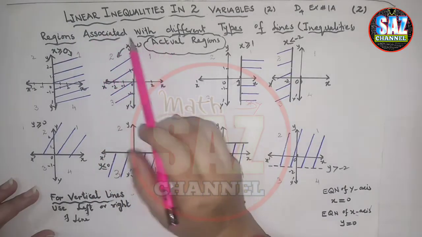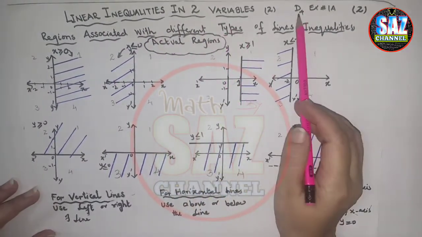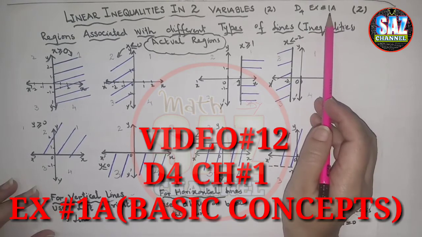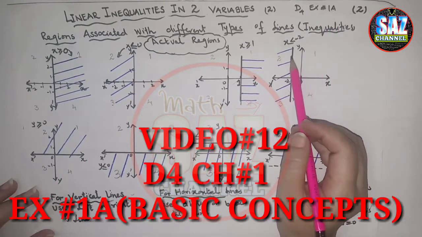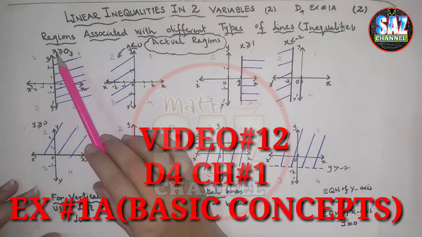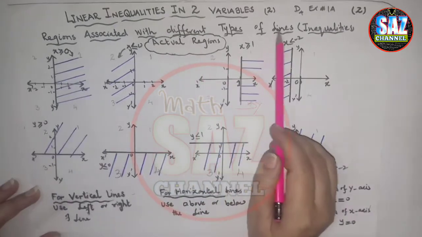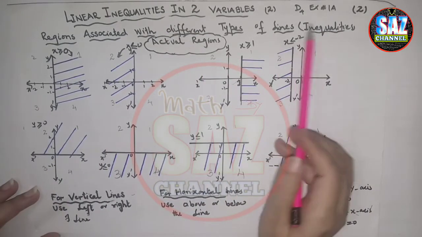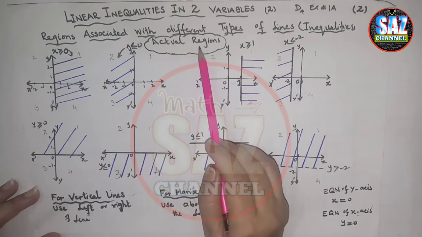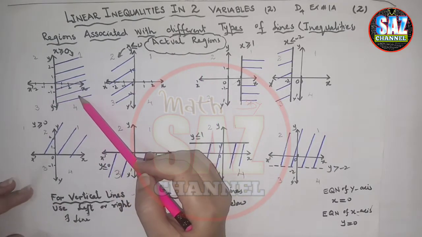This is my second video of linear inequalities in two variables, D4 exercise 1a. This lesson is the extension of my previous lesson. In this lesson, I will be teaching you different regions associated with different types of lines and inequalities. Here, I will be teaching you actual regions. I have already drawn some coordinate axes for you.